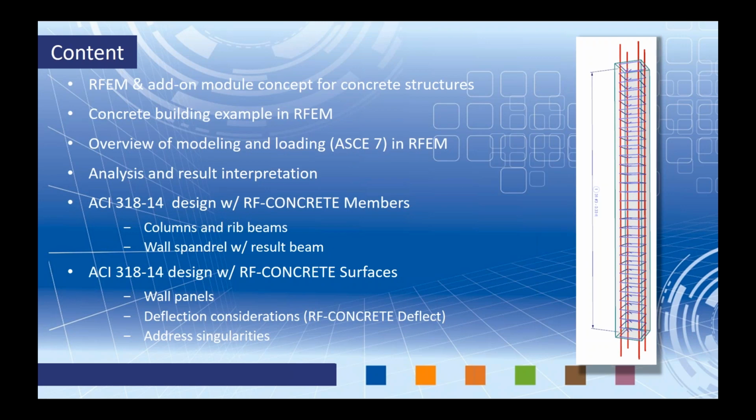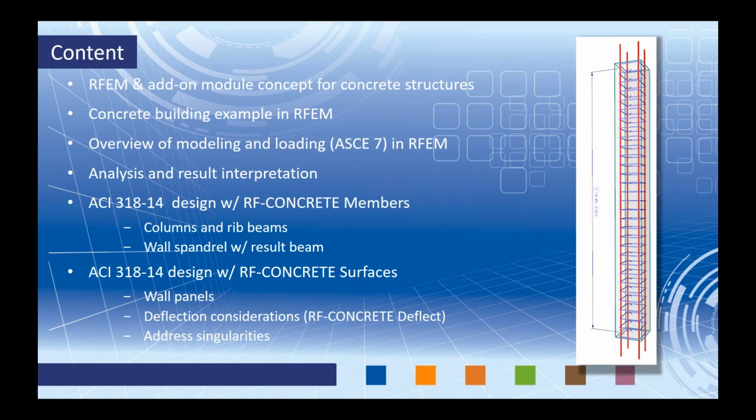Now, with that said, there are design add-on modules implemented within RFEM. In particular, we'll be looking today at RF-CONCRETE Members. This will allow us to design our column and rib beams, as well as a wall spandrel above an opening within a wall with result beams according to the ACI 318.